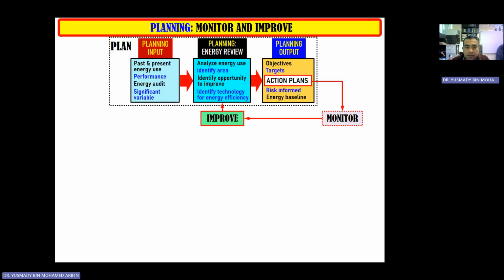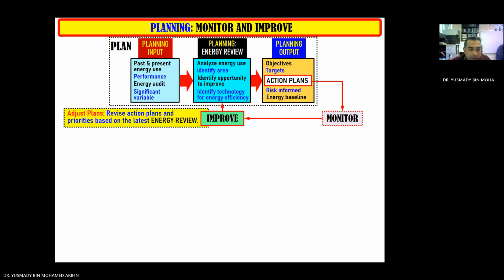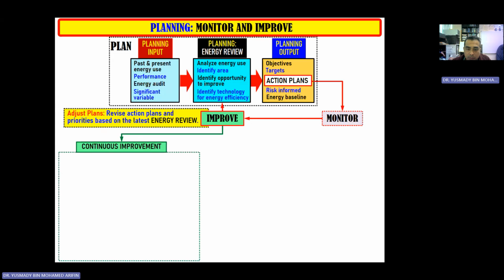Okay, next. Just now we already explained a little bit about the monitoring process, or monitor step. So now I will explain about the improvement process, or improve step, in this course slide. For the improvement, we need to adjust the plan. We need to revise the action plan and also prioritize based on the latest energy review.